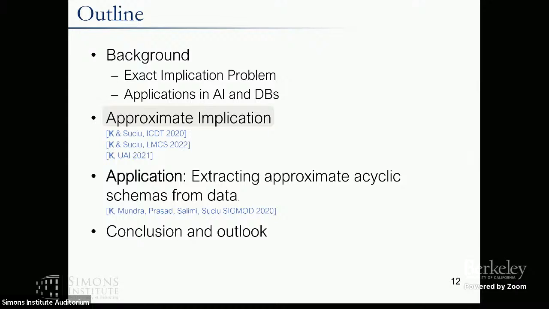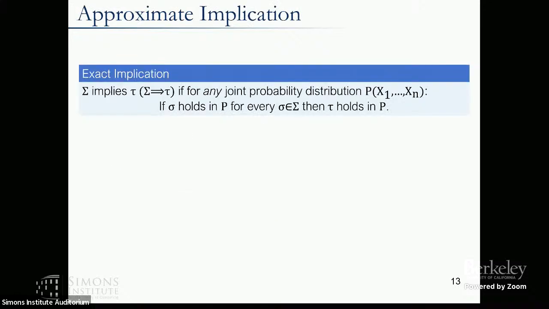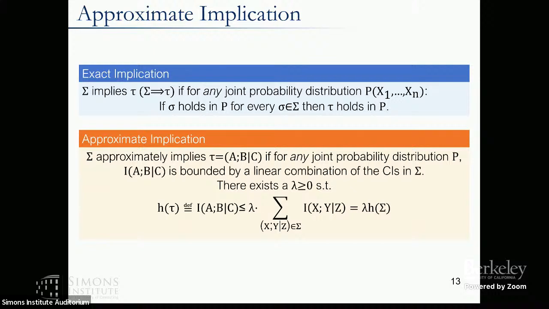Okay, so I will now describe the approximate implication problem and some of our results. We've seen the definition of exact implication, and so we are now going to define approximate implication. We're going to say that sigma approximately implies tau if for any joint probability distribution P, the associated conditional mutual information is bounded by a linear combination of the mutual information values in sigma, meaning we have some positive lambda such that the information-theoretic measure associated with tau is at most lambda times the sum of conditional independence measures in sigma.